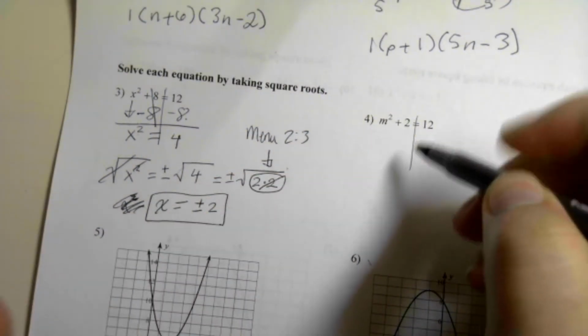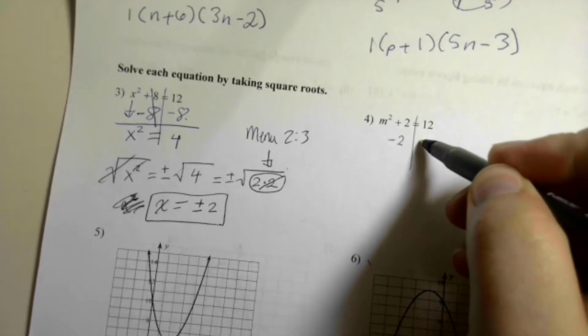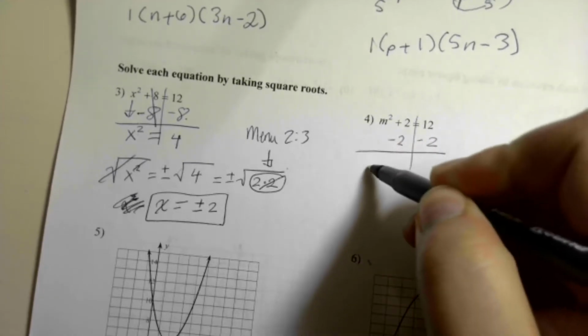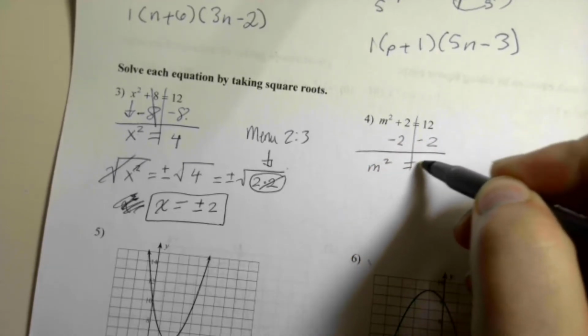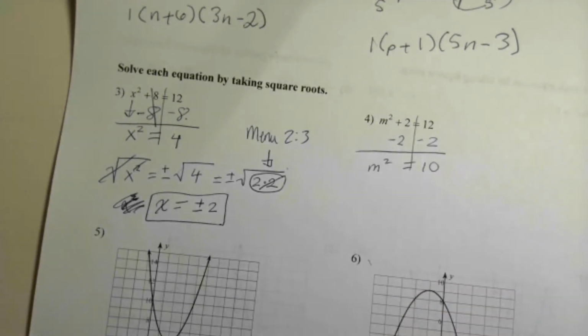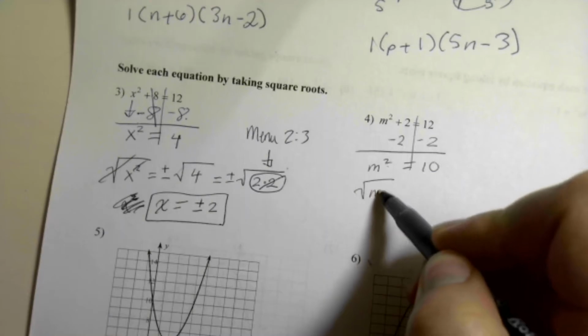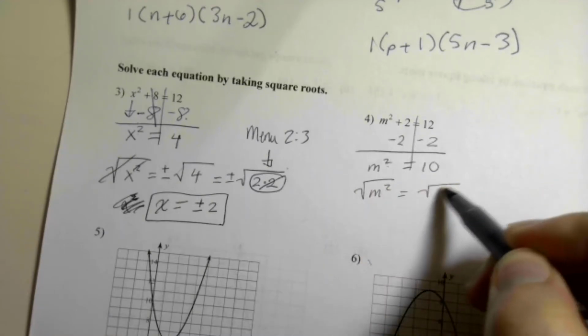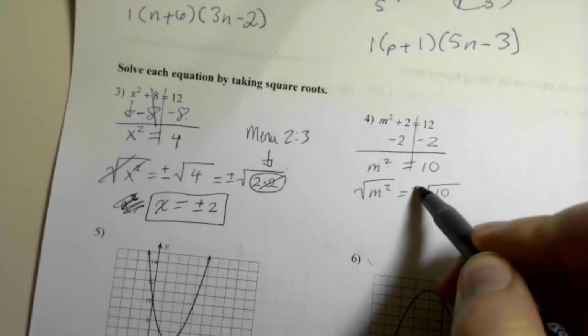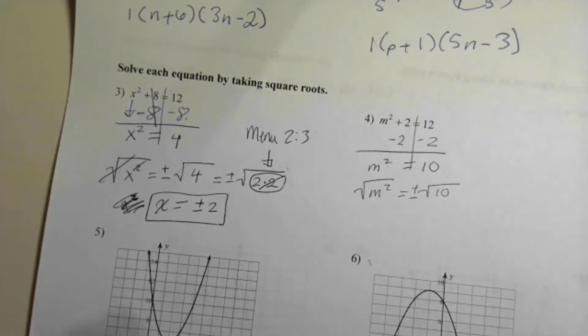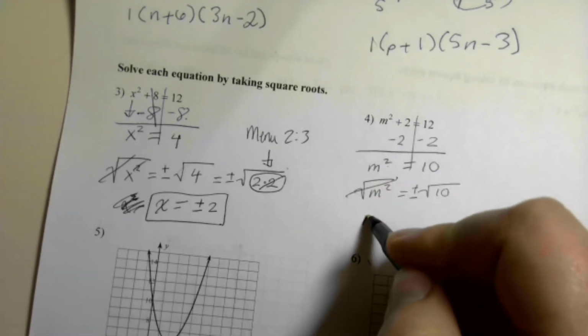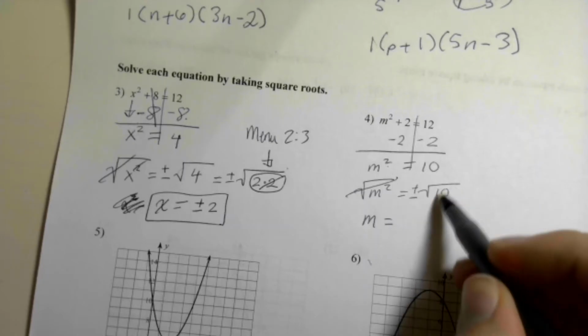Again, I want to get the variable by itself, so I'm going to subtract 2 from both sides. We've got m squared is equal to 10. To get rid of that square, we take the square root on both sides. If I'm adding the square root, I put a plus or minus. These cancel out, I have m. Now, I don't know if this is going to reduce.